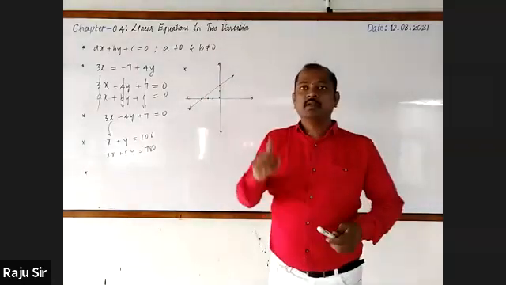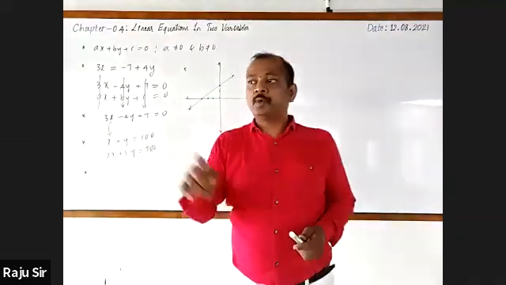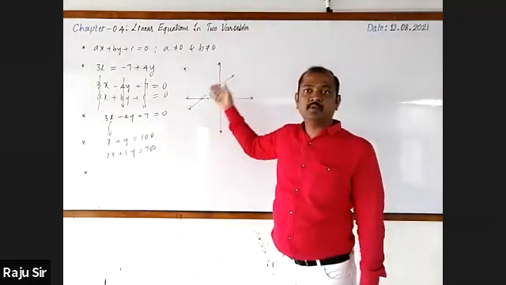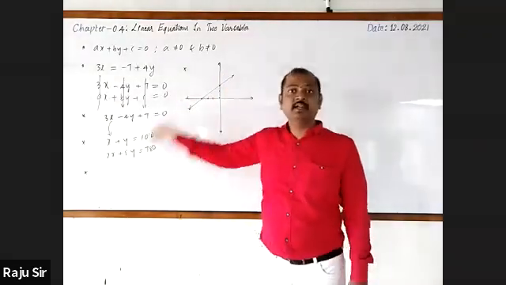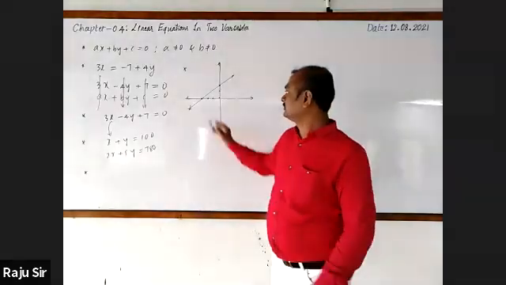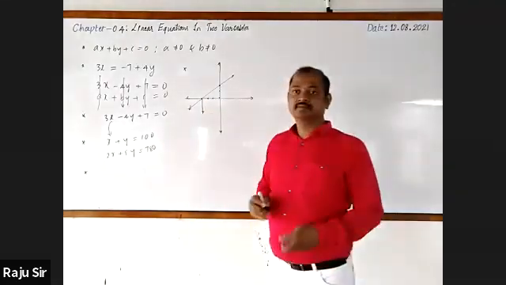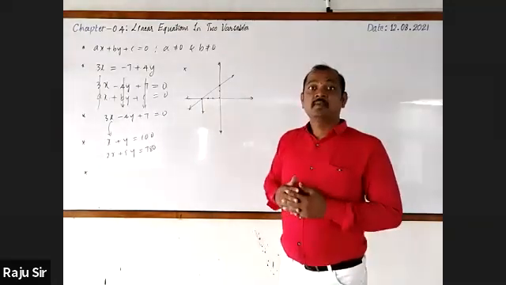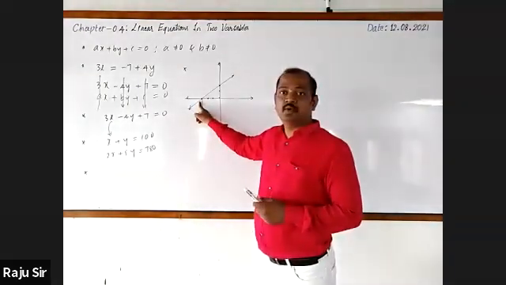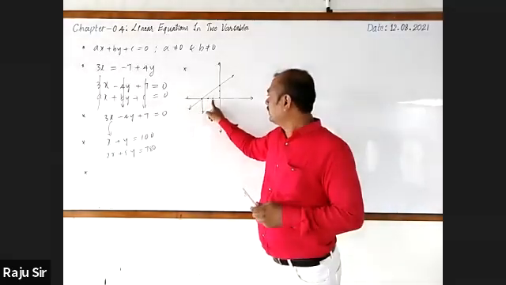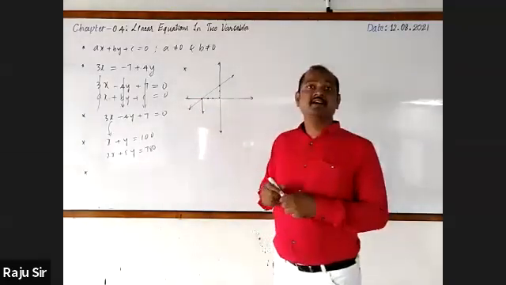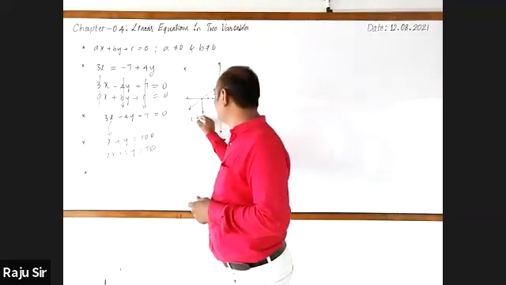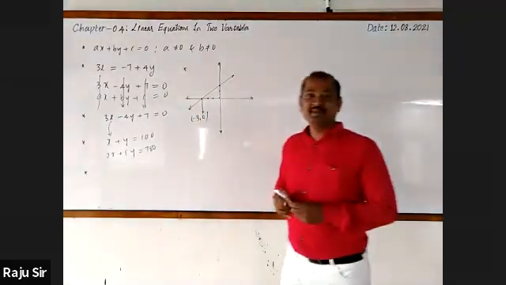Could you tell at what point on the x-axis the graph of the given equation intersects? It is (-3, 0).